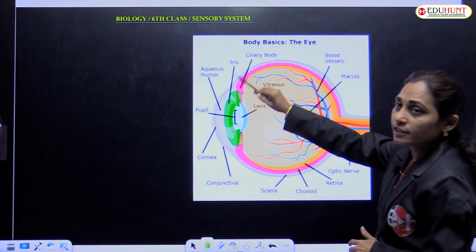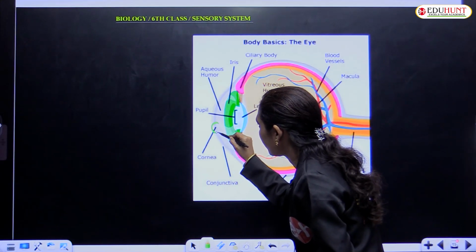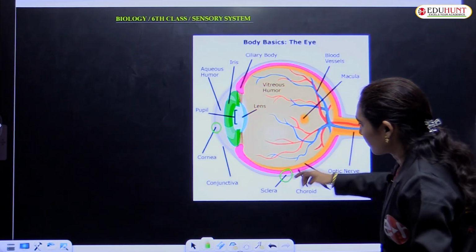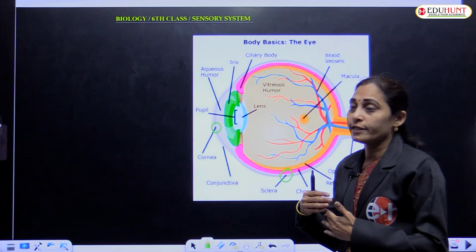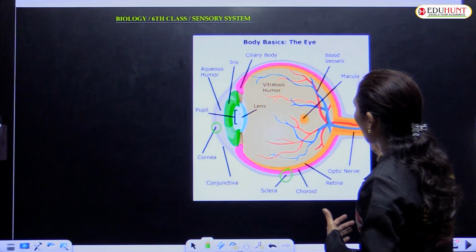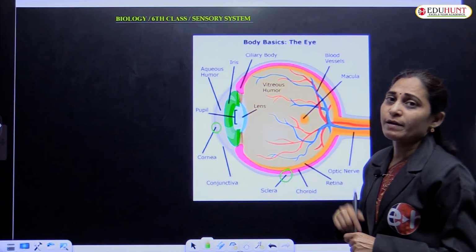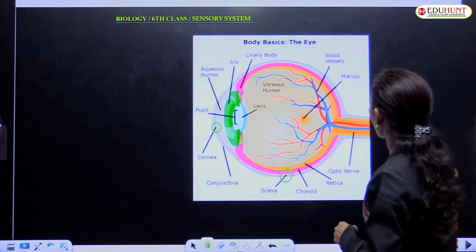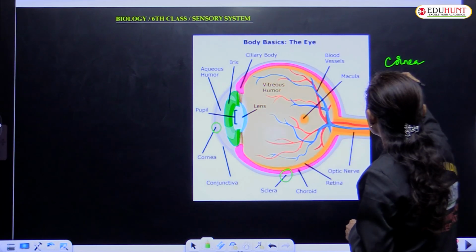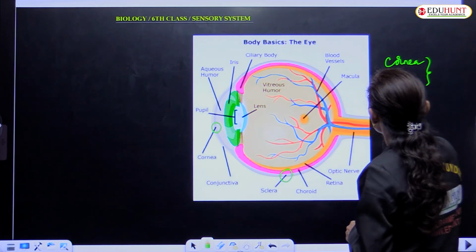This is the internal structure where you can see the cornea. What I am saying now is the cornea. This is the sclera. So whether it is a cornea or sclera, this grey color outline is the fibrous tunic of eyeball. Fibrous tunic is the outermost, cornea and sclera. These two form the fibrous tunic.